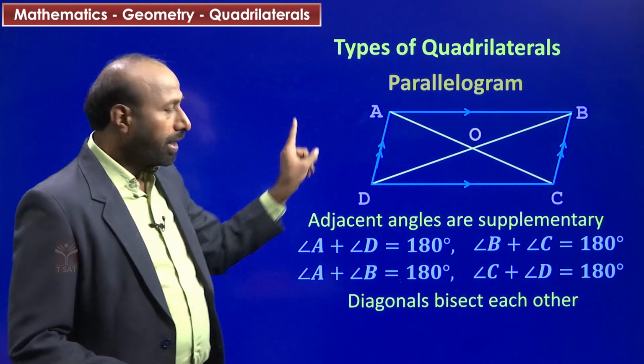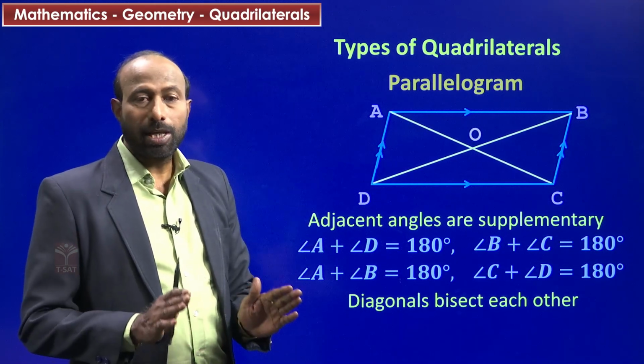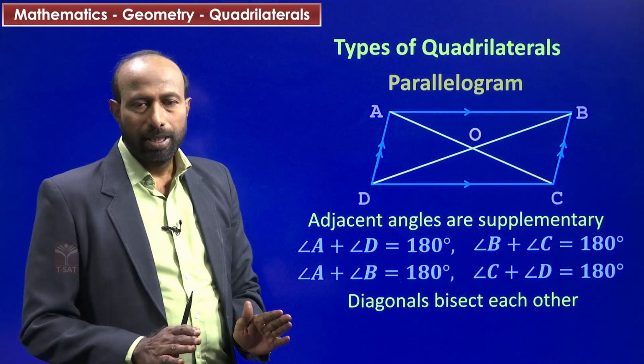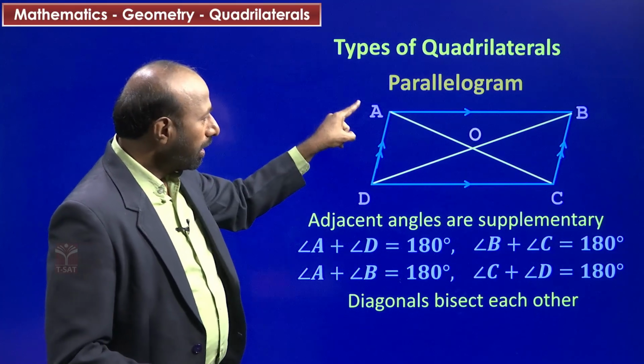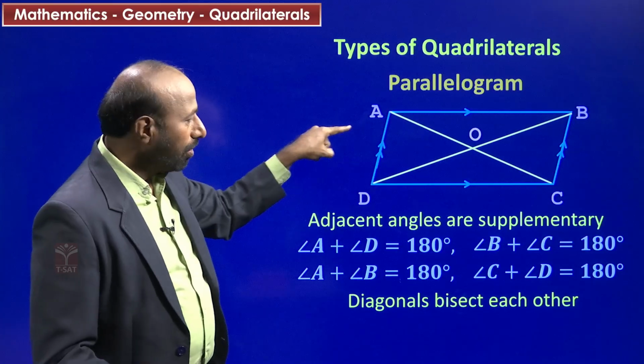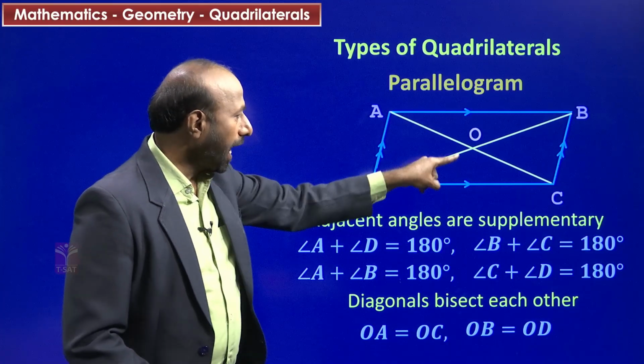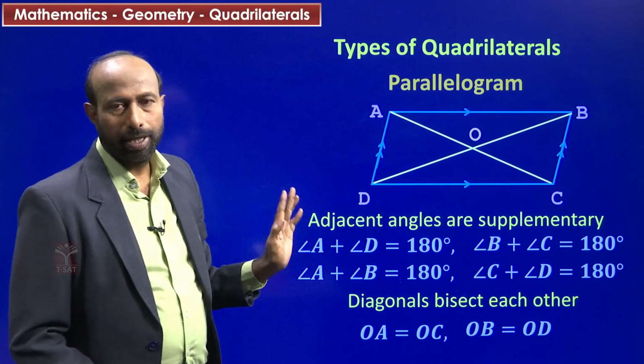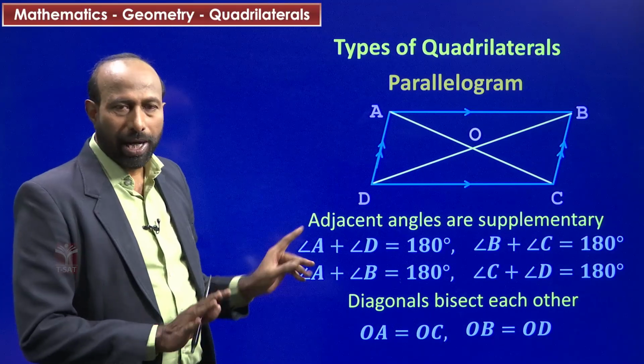Next, diagonals bisect each other, which is the important property of the parallelogram. That is, here the diagonals AC and BD are intersecting at O, and OA equals OC and OB equals OD. These are the main properties of a parallelogram.